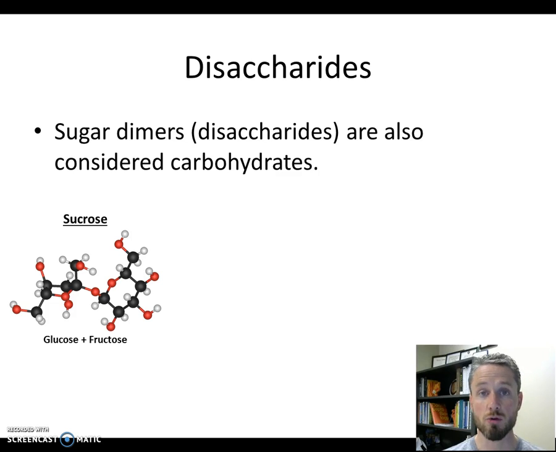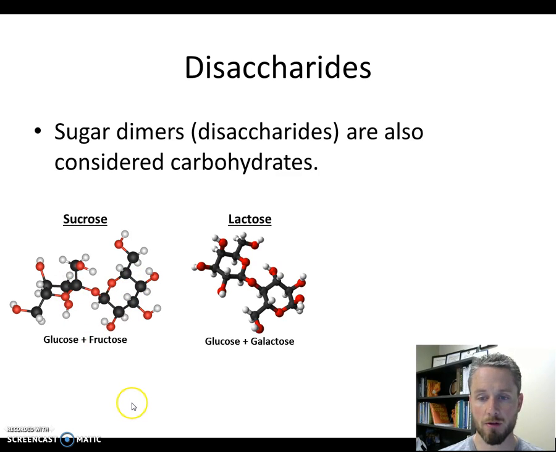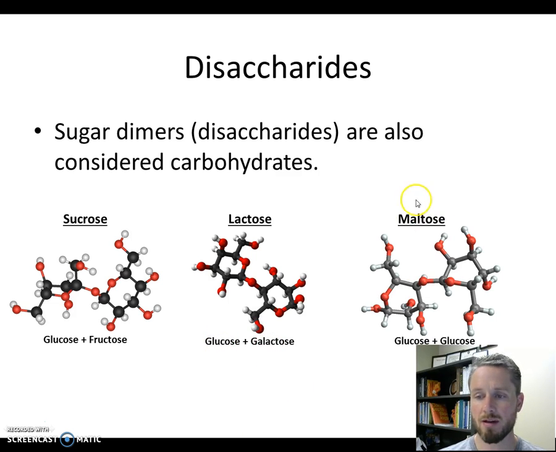So it's things like sucrose. Sucrose is a glucose and a fructose sugar connected together. So two sugars together makes it a disaccharide. Another example is lactose, sugar that we find in milk. Lactose is two individual sugars connected together. They're glucose and galactose. And then one other example might be maltose. Maltose is, again, two sugar molecules attached together. In this case, it's two glucose molecules.